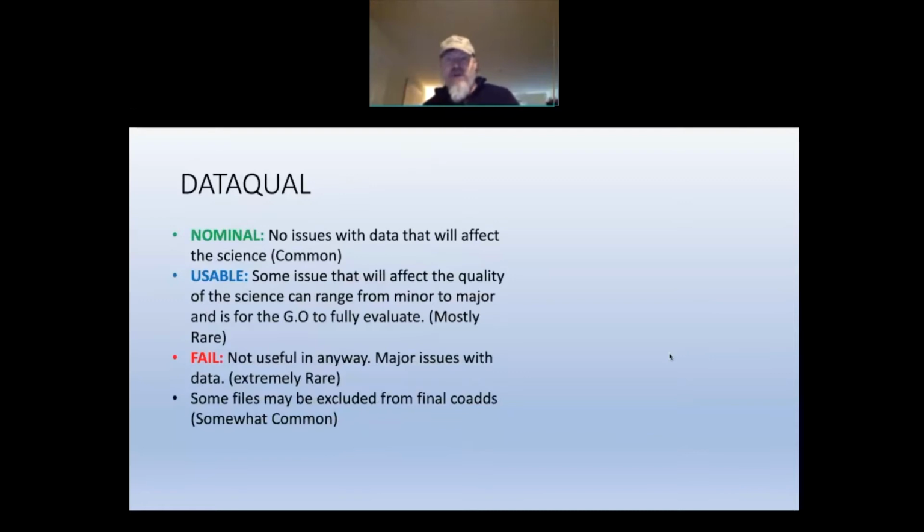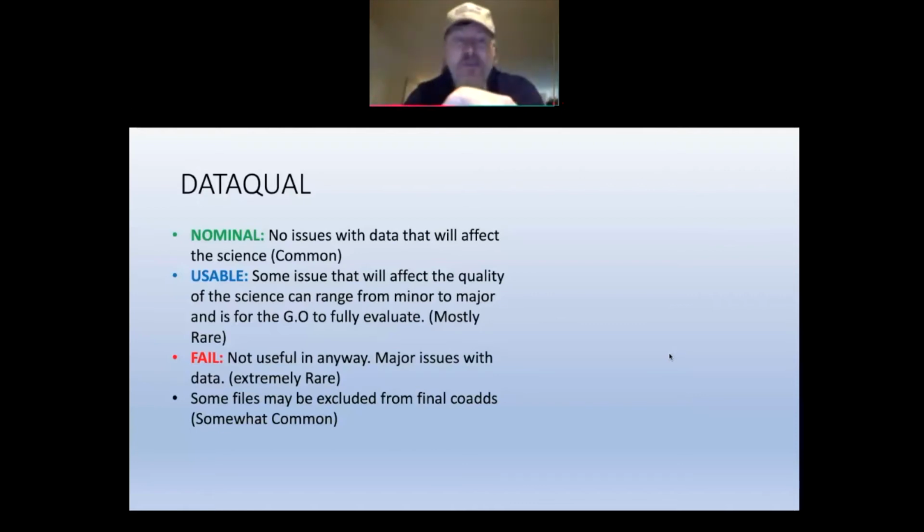Next, let's go over data qual. This is how you evaluate your data. This is a keyword in all the files and such. So there's essentially three things you should know by now. Nominal is, it's fine. This is the most common. Most data we get is nominal. There's no problems, no issues. It's all fine, goes in the archive perfectly.